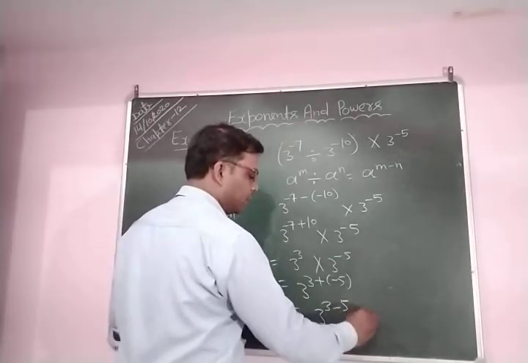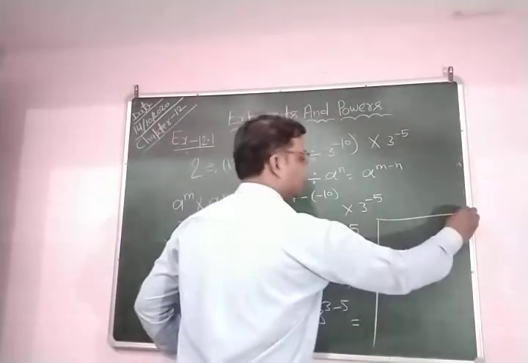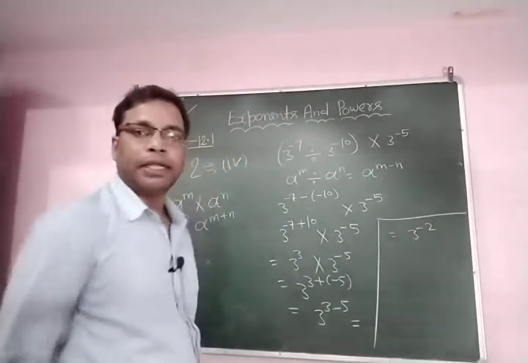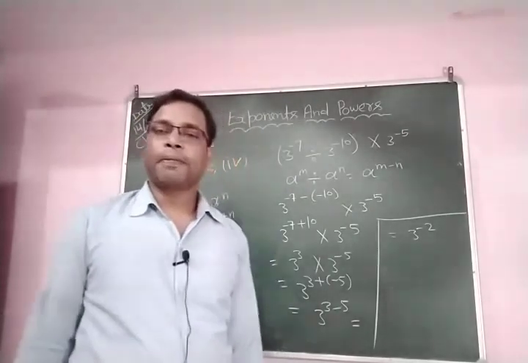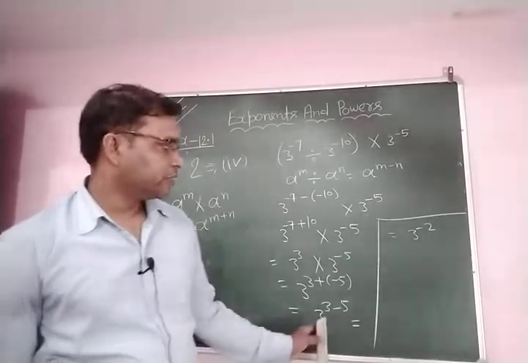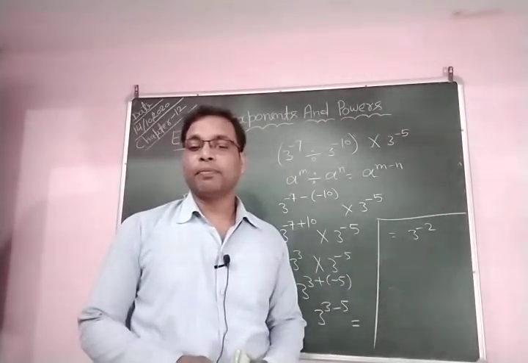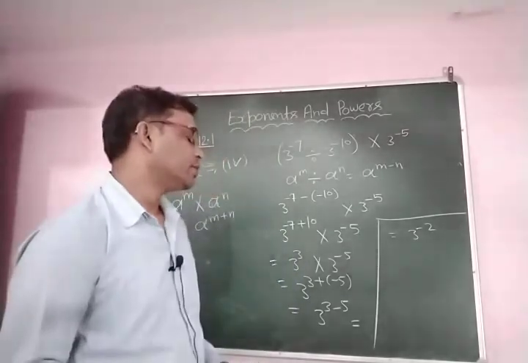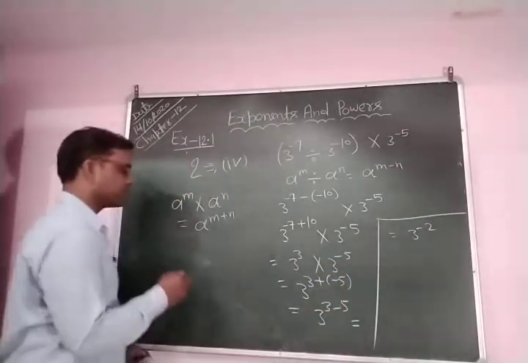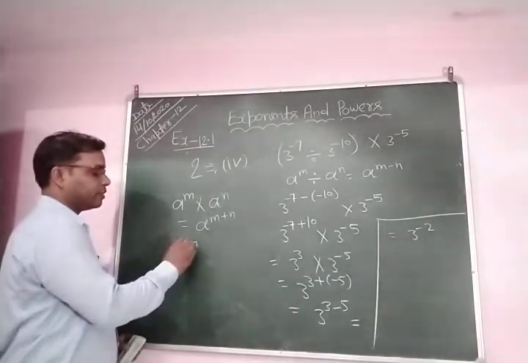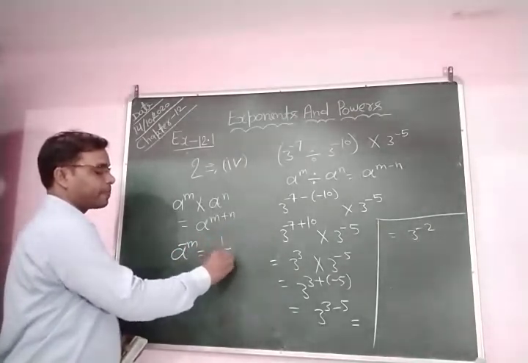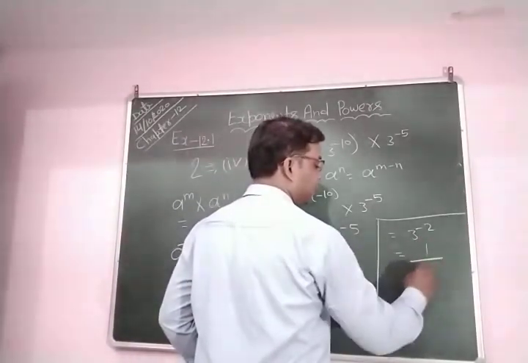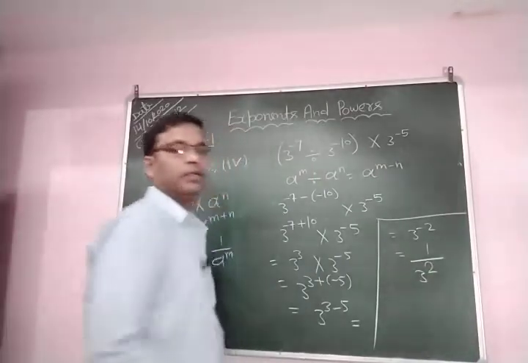This is equal to 3 power minus 2. If you subtract 5 from 3, then you obtain minus 2. Here we have expressed it, but we need to write it in power notation with the positive exponent. So here we use this law of exponent: a to the power minus m, you can write as 1 by a power plus m. So we can write here 1 by 3 power 2. This is clear?